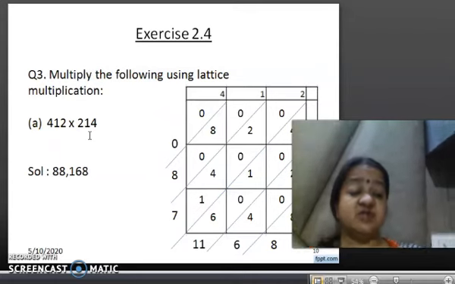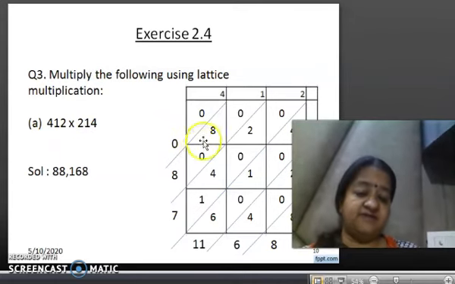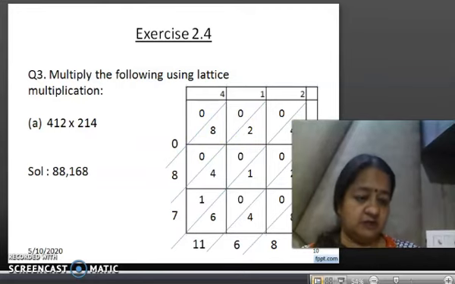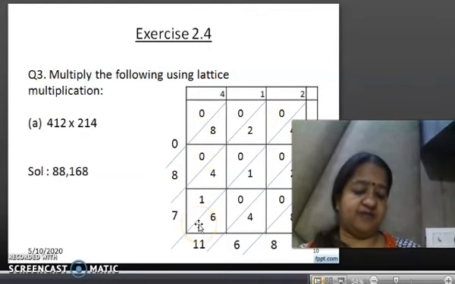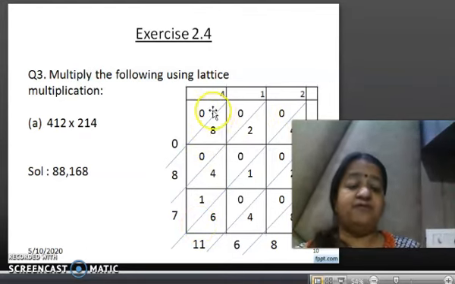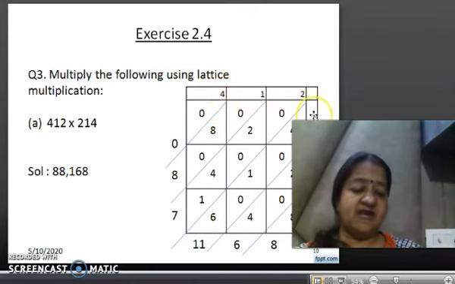To multiply this, children, my rectangle will increase. I will have 3 columns in the horizontal part and 3 in the vertical part. That means 3 rows and 3 columns. Right? So, on the top I have written 4, 1, 2, and on the right hand side I have written the next number 2, 1 and 4.